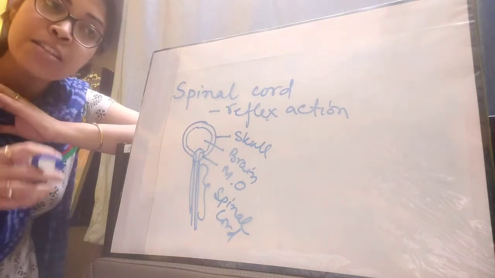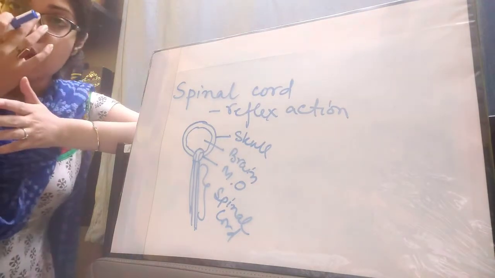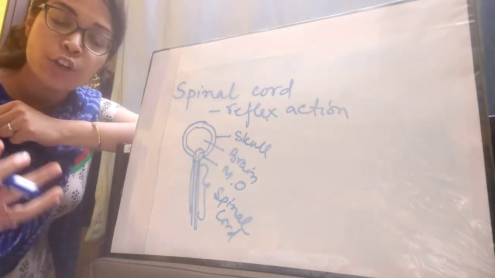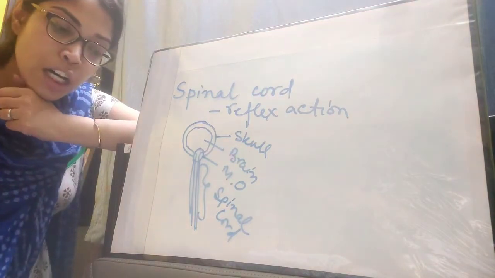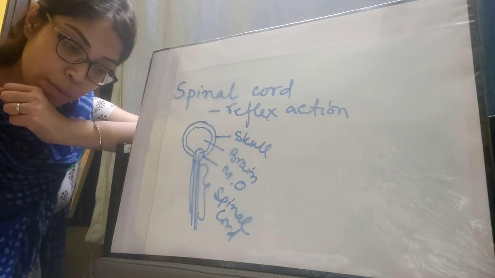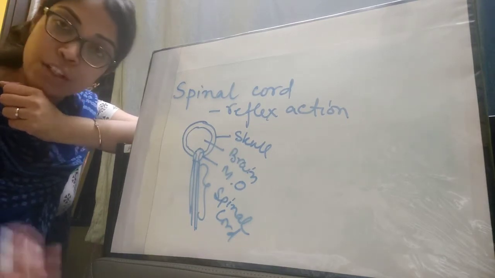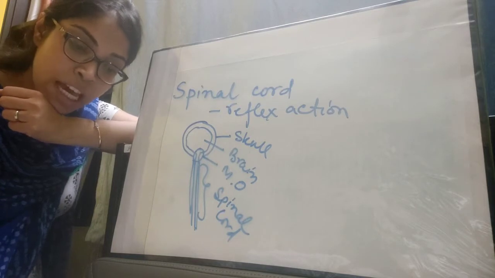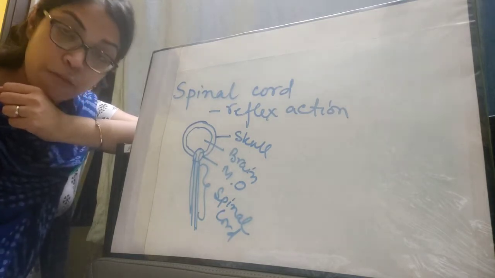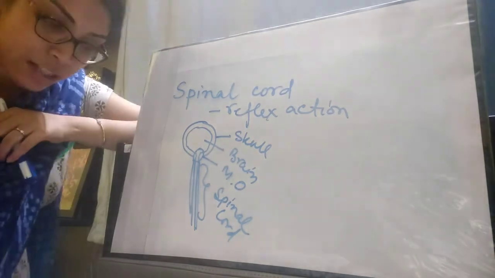So things which do not involve the brain, that is, which do not involve thinking to give the answer or to give that response, those are controlled by the spinal cord. These reactions are automatic and do not involve thinking. Therefore, they are called reflex actions. Thus, a reflex action, this definition is very, very important, is a quick automatic response to a stimulus without any involvement of the brain. You will learn more about reflex action in the next class.